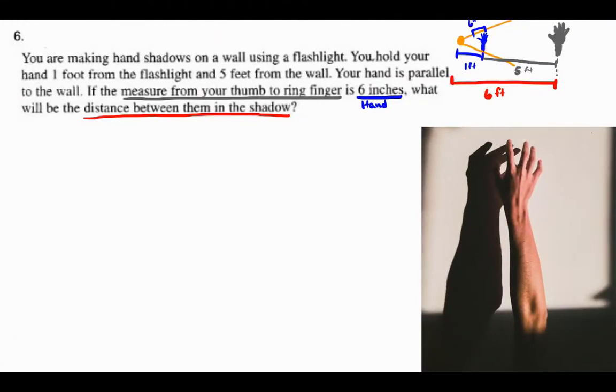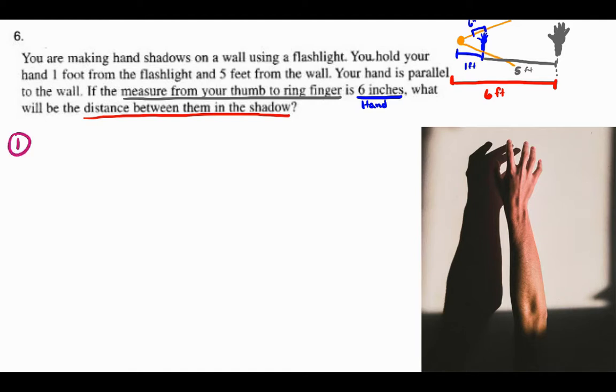We can also use the scale factor to find missing measurements within an object. So you are making hand shadows on a wall using a flashlight. You hold your hand 1 foot from the flashlight and 5 feet from the wall. So your hand is 1 foot from the flashlight and 5 feet from the wall. This means that our flashlight is 6 feet from the wall. Our hand is parallel to the wall. And we have a measurement from the thumb to the ring finger of 6 inches, and we want to know what that measurement is for the shadow. So we're looking for a measurement on the shadow.